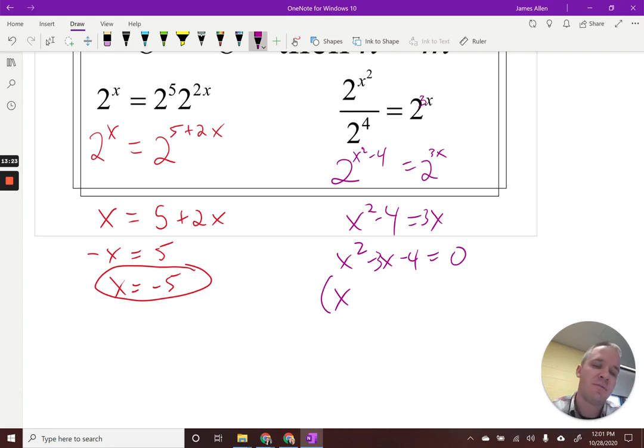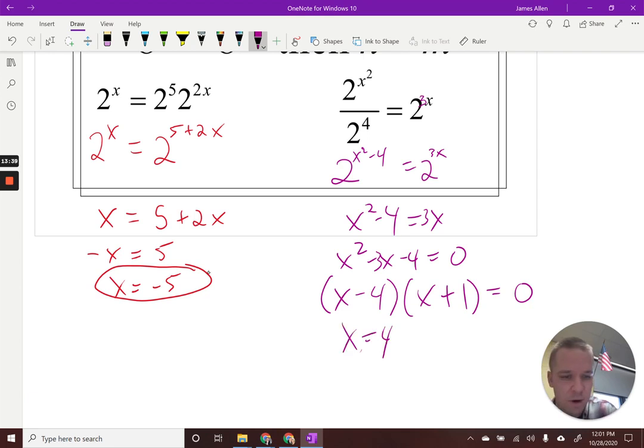Alrighty, so what multiplies to negative 4 and adds to negative 3? That'd be negative 4 and positive 1. I didn't feel like dealing with the quadratic formula, and since I'm the teacher right now, I have the power to change things. That's a teacher flex? I don't know. All right, so I'm going to get x equals 4 and x equals negative 1.